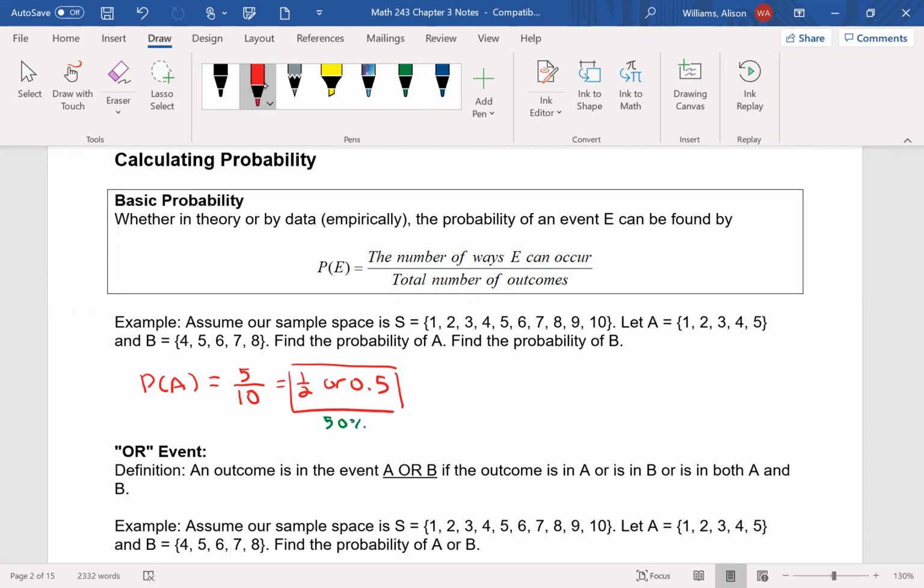Most math people just stick with the 1 half or the decimal because they're kind of lazy and it takes more effort to write a percent symbol. So there you go. I'm just making that up, but it sounds good.